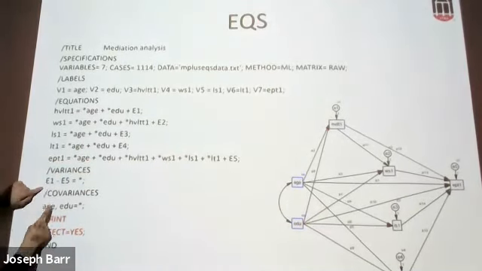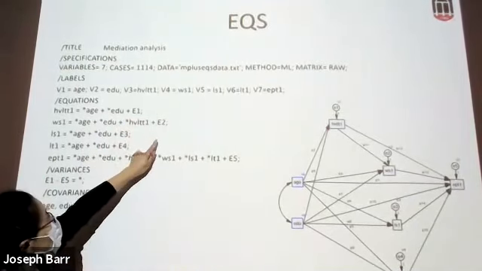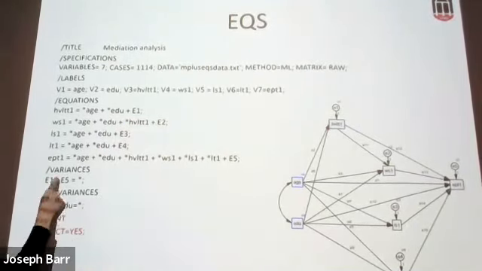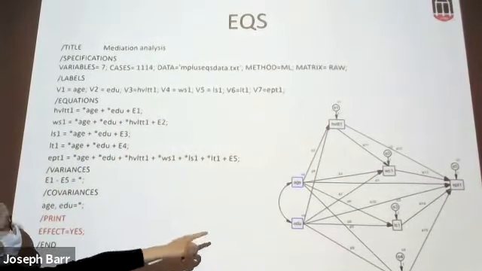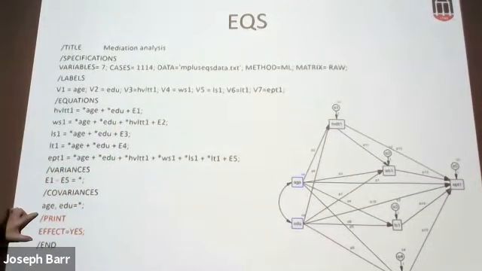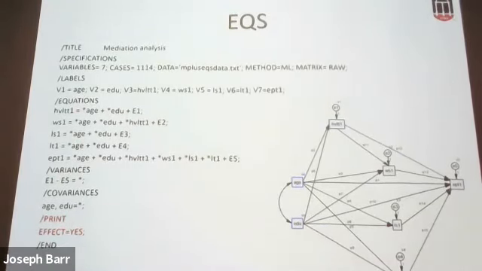And the variances, we're gonna estimate all of these variances. Okay. Residual 1, 2, 3, 4, 5. So variance of all of these residuals, covariance between these two, the H and ED. And then print effects. Yes, effects means mediation effects. Okay, so that's the code.